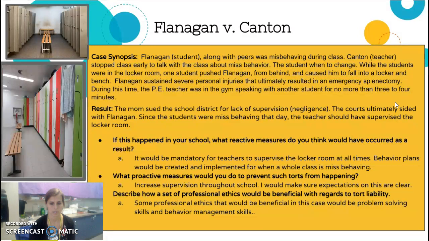What proactive measures would you do to prevent torts from happening? Increase supervision and make sure that expectations are clear on supervision and expectations are clear when dealing with misbehaviors. Describe how a set of professional ethics would be beneficial. Some professional ethics that would be beneficial in this case are problem-solving skills and behavior management skills.